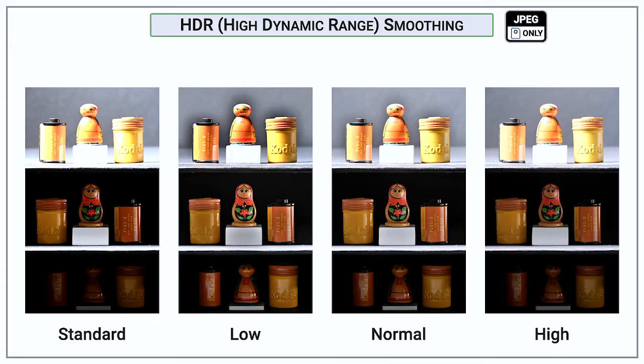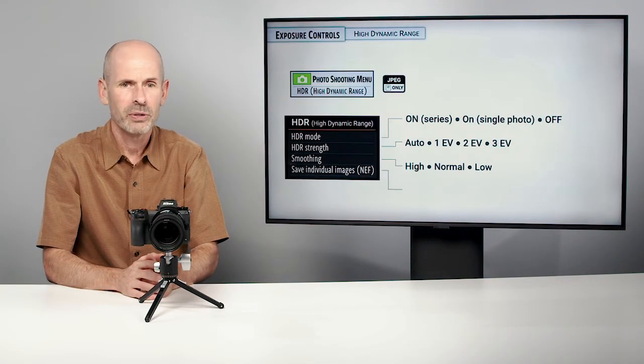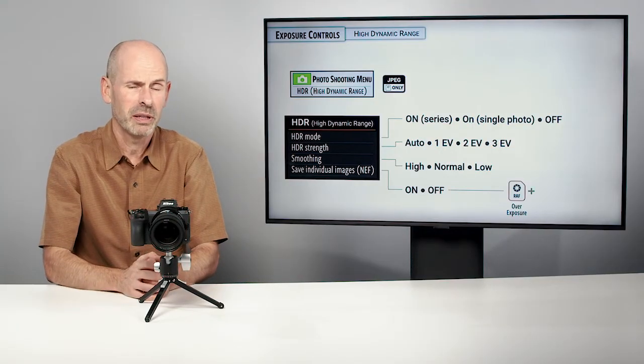And so that low smoothing is not one that I personally like. It's got a very unique look to it that may work for something you're doing, but does not look like a traditional or natural photograph, you might say. So as I say, you may need to experiment with this a little bit.